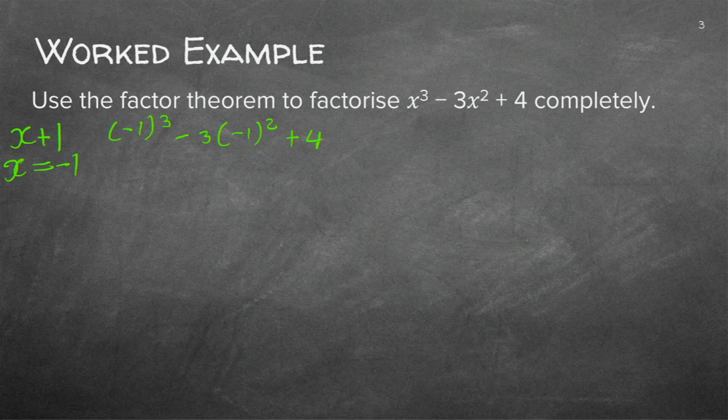If I test that, this is negative 1, then that's a negative there. So this is going to be minus 3 as it is plus 4. You can see that already I have -4 plus 4, which gives me a 0. So definitely we have x plus 1 as a factor. If you have x plus 1 as a factor, you already managed to work with one part.